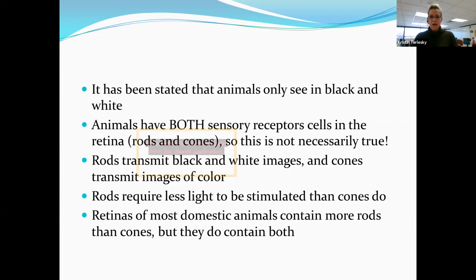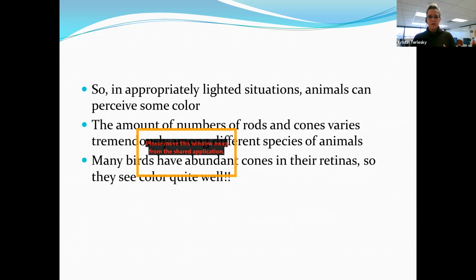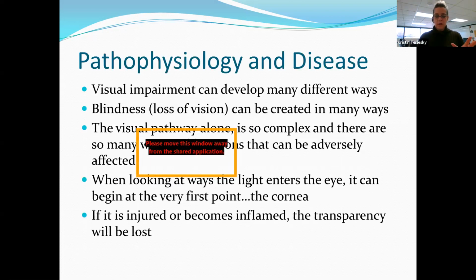Okay. All right. So again, we talked about animals only seeing in black and white. They do have both rods and cones. They just don't have as many cones as we do. Rods will transmit black and white images, and the cones are for the colors. So they do contain both of them. In appropriate lighted situations, animals can perceive some color. Again, I talked about birds having abundant cones in their retinas, so they see color quite well. A lot of that has to do with the fact that males are super colorful and they get females that way. All right, so that's the eye.